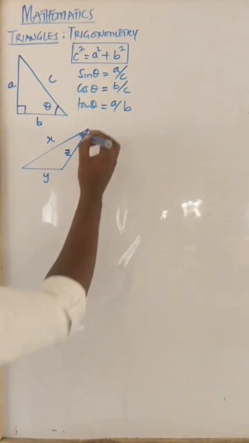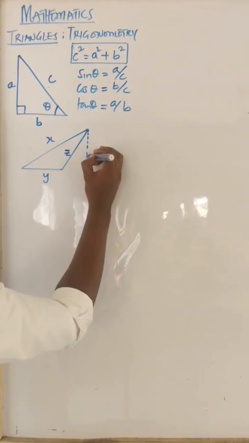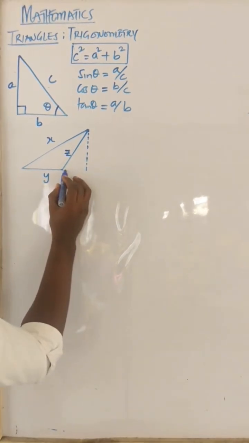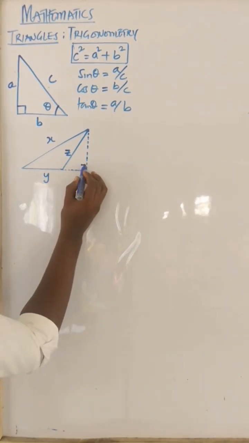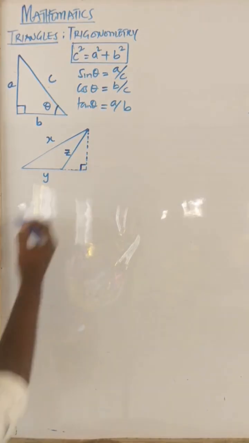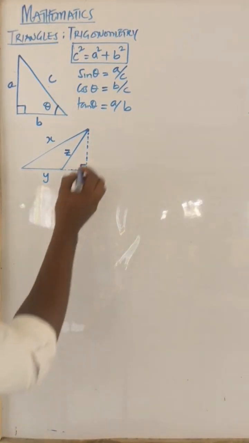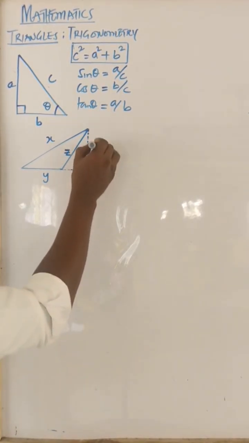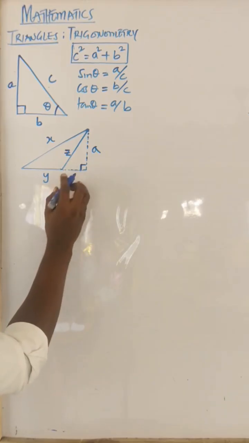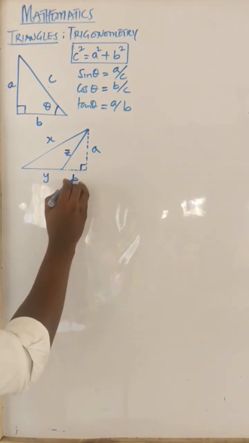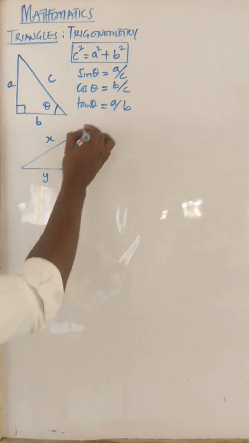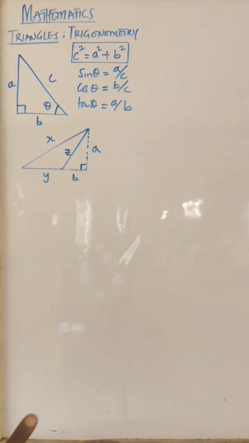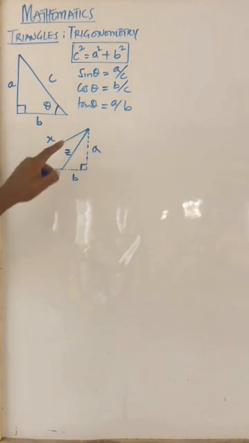So this is what we'll do. Let's draw a perpendicular line by producing this Y. This is 90 degrees. Let's call this side A, this small side B, and this side Z is the hypotenuse. Our aim is to know the connection between X, Y, Z.